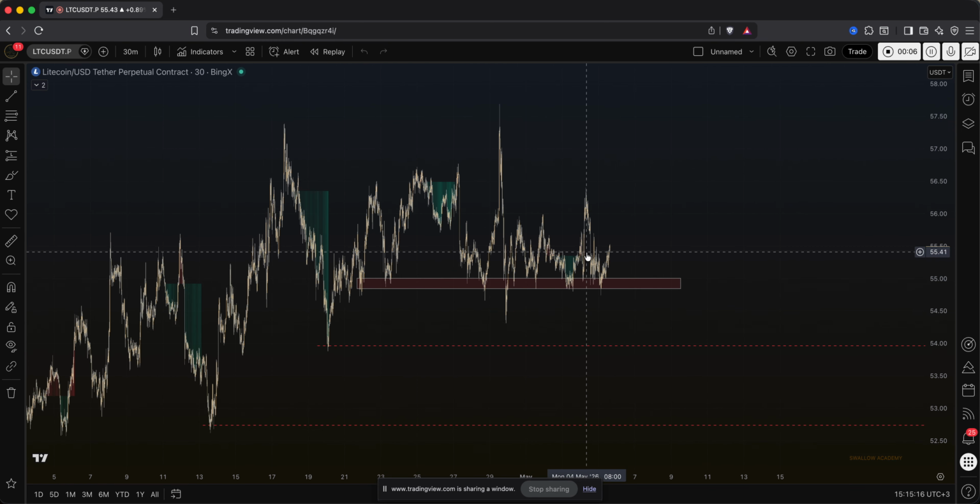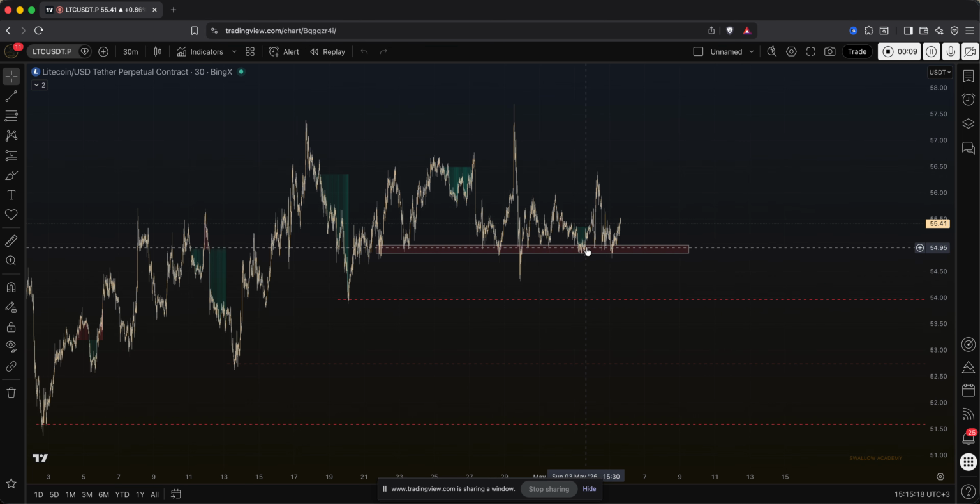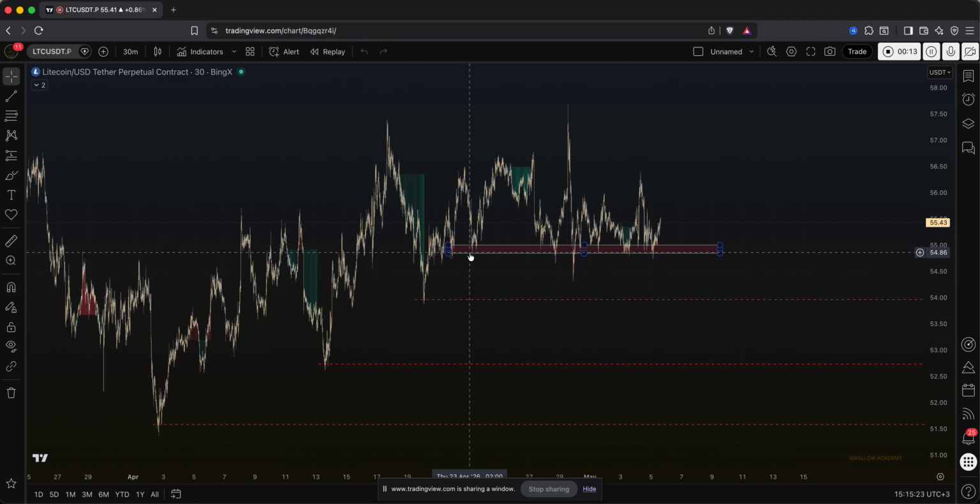Straight to the point, the point of interest for us as of now is this $55 mark area, which marks some kind of supportive area where, since the beginning of April, we had a slight upside momentum here. Now we are seeing some kind of distribution area forming here, or accumulation, can't really tell right now.